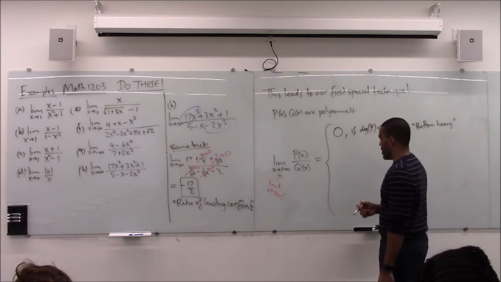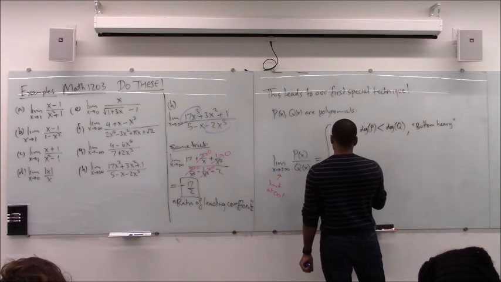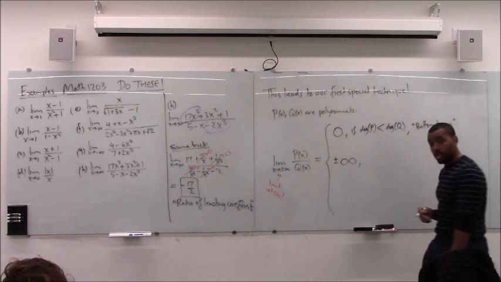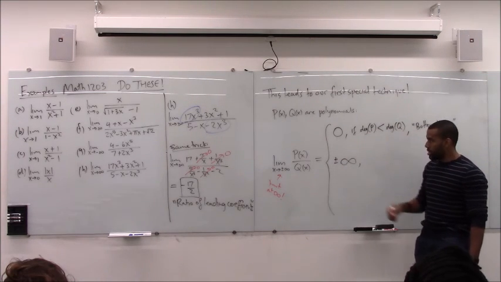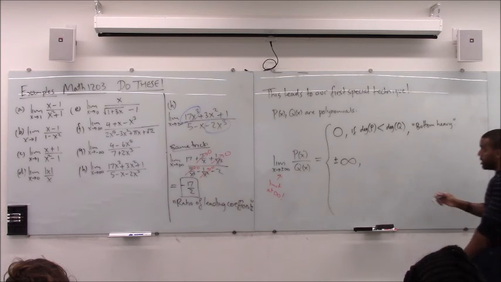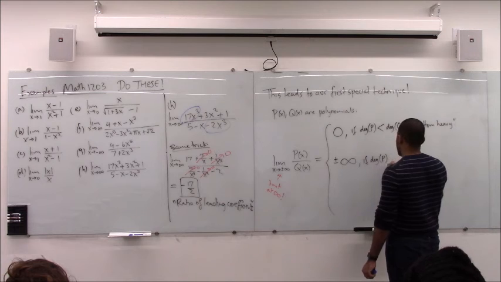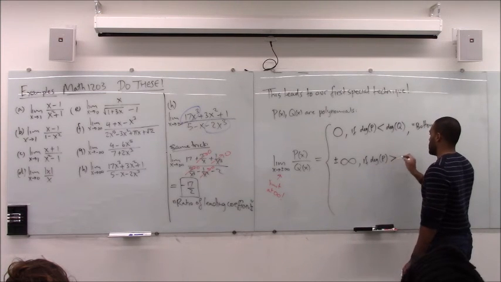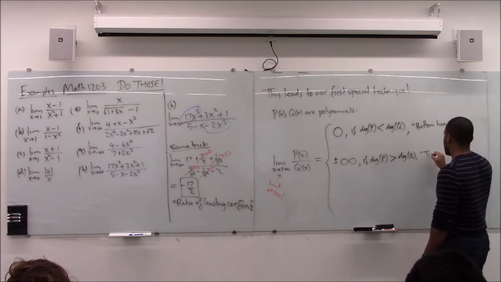The second scenario, the second thing that could happen, it can go to plus or minus infinity. Now you're going to have to pay attention to know whether you choose the plus or the minus, but it's going to be infinite if the highest power on the top is bigger than the highest power on the bottom. Call this top heavy.